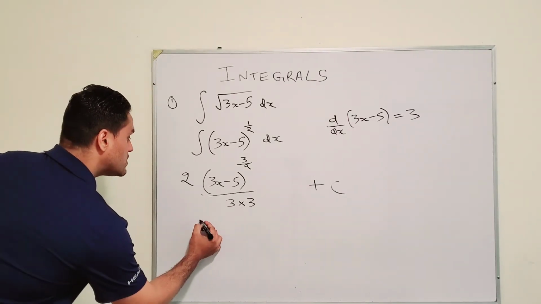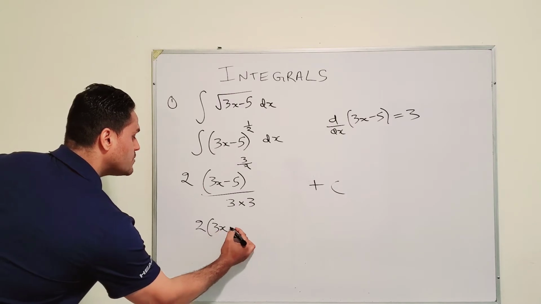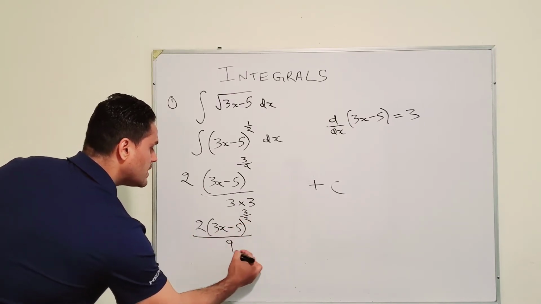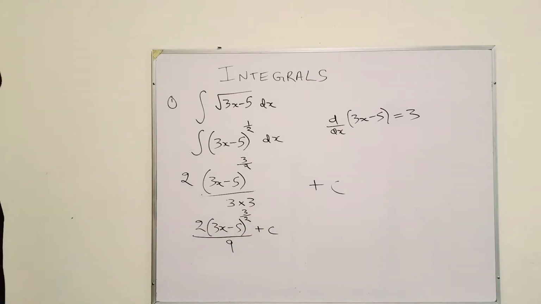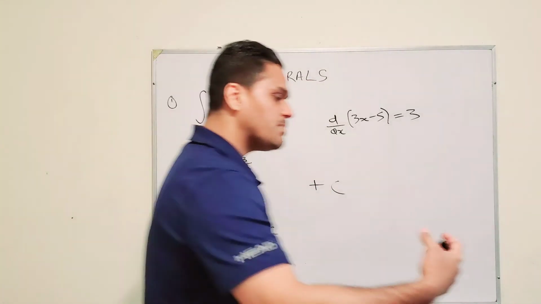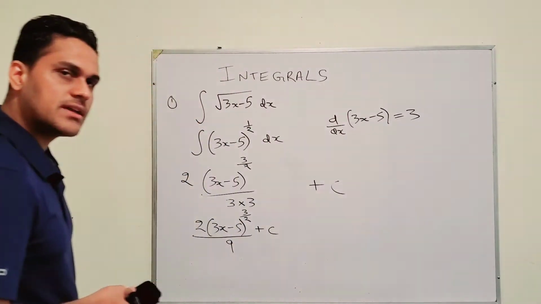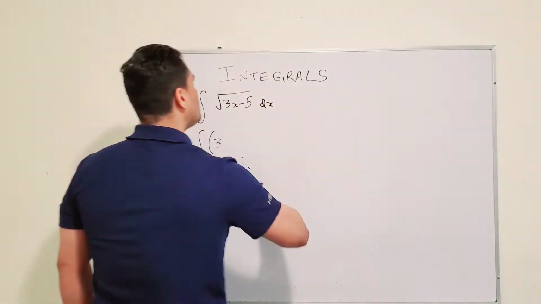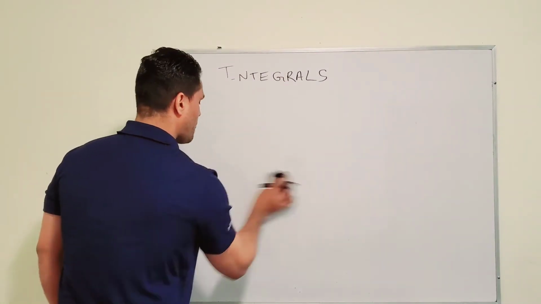So you're going to end up with 2 times 3x minus 5 raised to the power 3 over 2 over 9 plus c. Okay? So as you do a couple more questions, you're going to get the hang of this, folks. Okay? So let's just keep working through these examples.